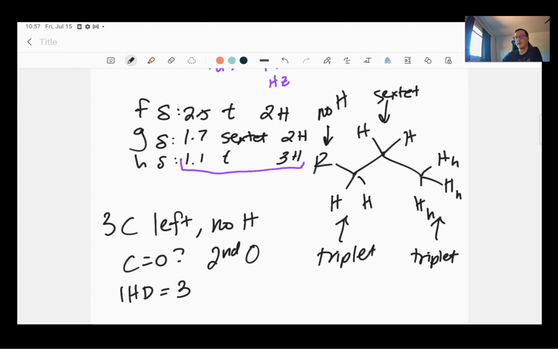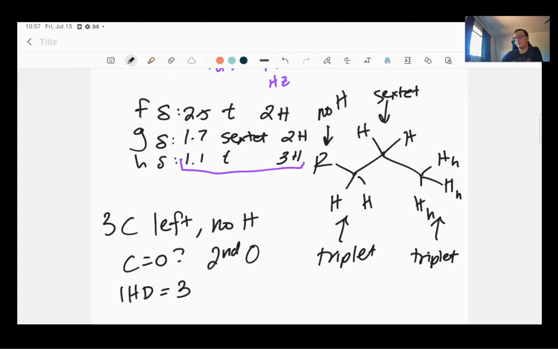H-coupled splitting is shown. Have you talked about splitting in carbon NMR? I don't believe we have. It's one of the more advanced techniques for it. Okay, then let's not worry about them.